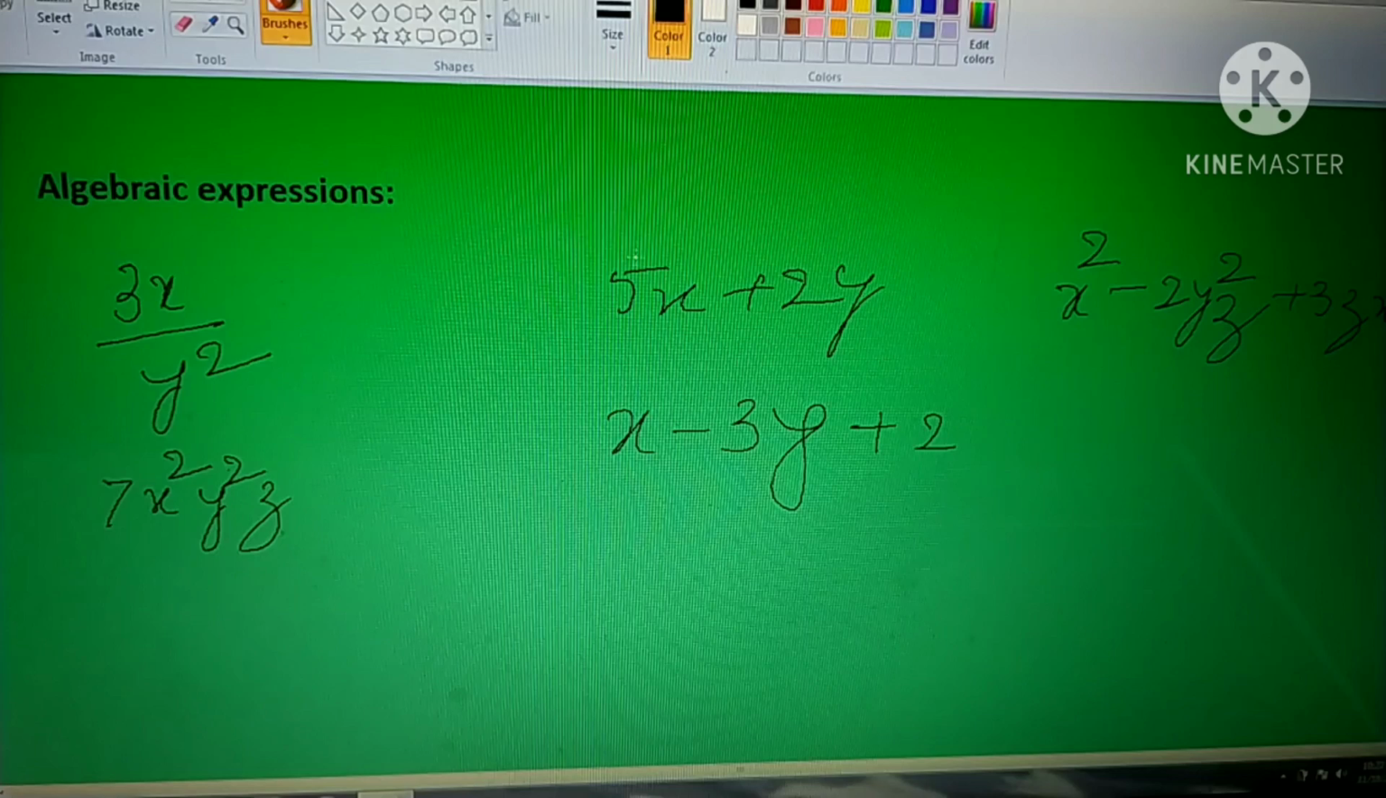Good morning students. Today we will see algebraic expressions. Okay, so we already learned what algebraic expressions are, right?